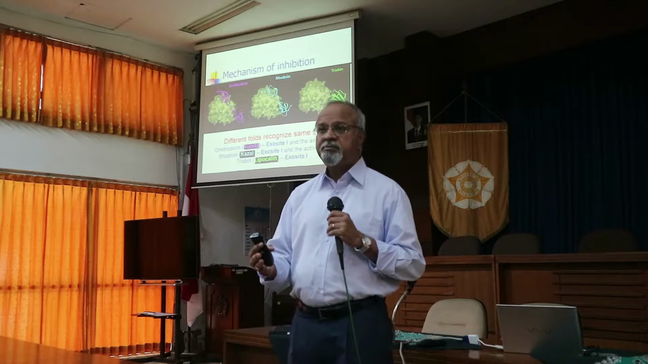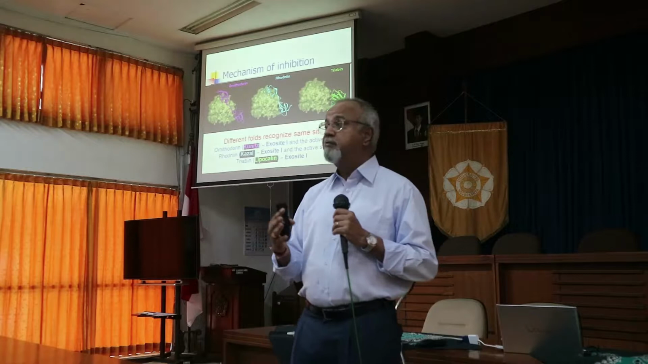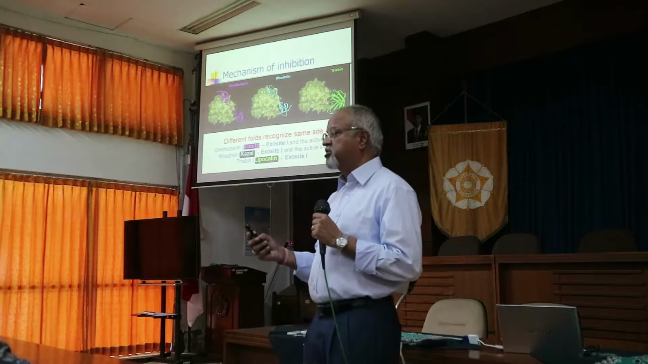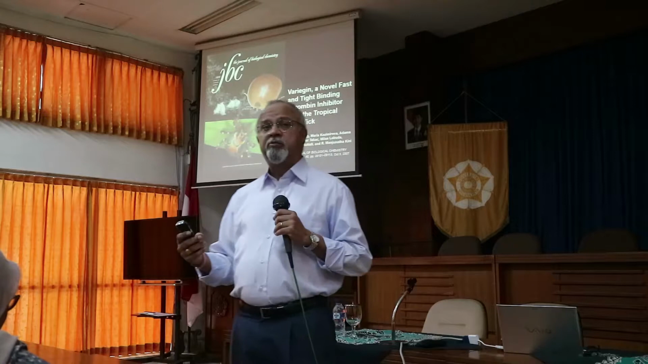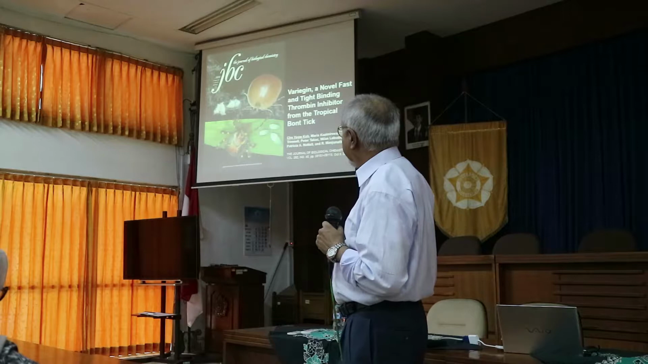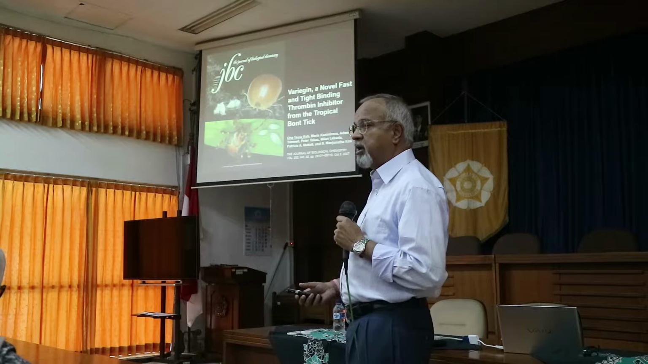So I just wanted you to understand how diverse these groups can be, both in terms of structure, function, mechanism, and targeting different sites. So it provides you a great opportunity to study various things. So with this background, we isolated a completely new class, not those 15 I showed you about. Another class of protein, we called it variegin. It's a novel fast and tight binding thrombin inhibitor isolated from bont tick.